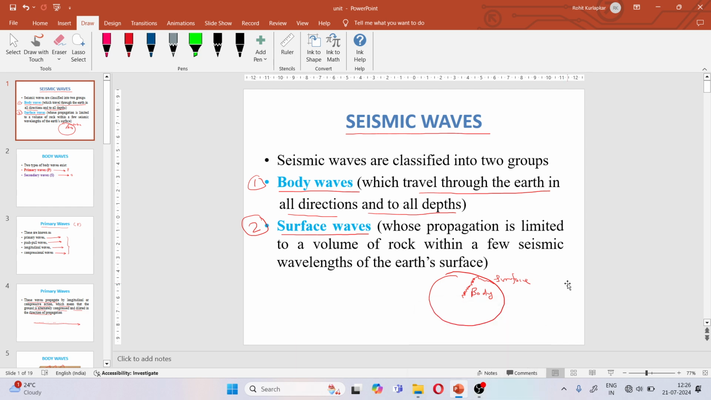We have covered different points in earthquake engineering. Like today we have covered seismic waves. In the last lecture we covered the elastic rebound theory. Before that, plate tectonic theory and continental drift theory, then the internal structure of the earth.